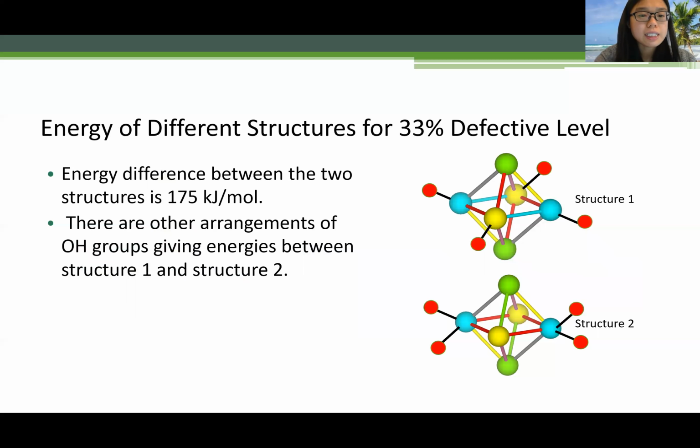So we calculate the energy of different structures for a certain defect level structure. The structures we use for the isotherm calculation are structure 1 and structure 2 shown here. Those red circles represent where we added the capping groups. The energy difference between the two structures is 175 kilojoules per mole, and there are other arrangements of OH capping groups giving energies between structure 1 and structure 2.